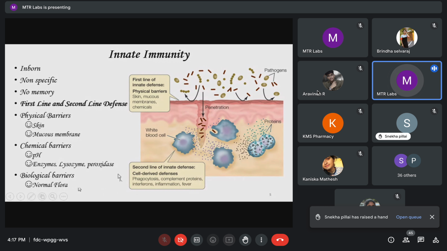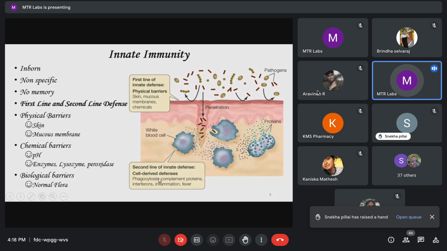And recently, interesting research is happening in the microbiome area, which gives us greater insight into the correlation between the immunity developed and the microbes present in us. So these are the first line of defense.